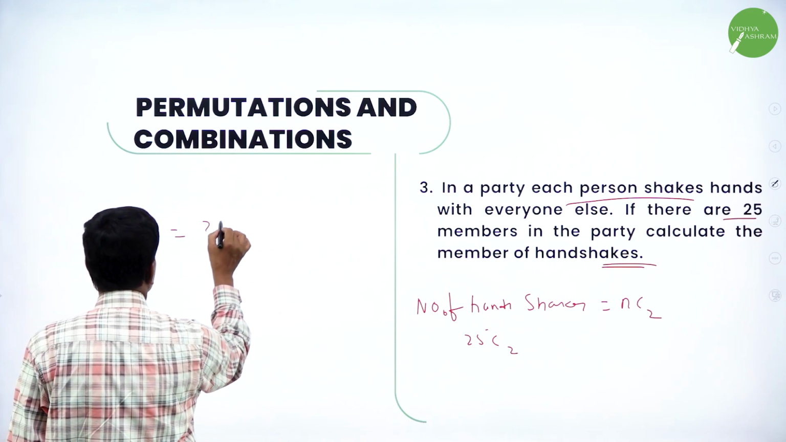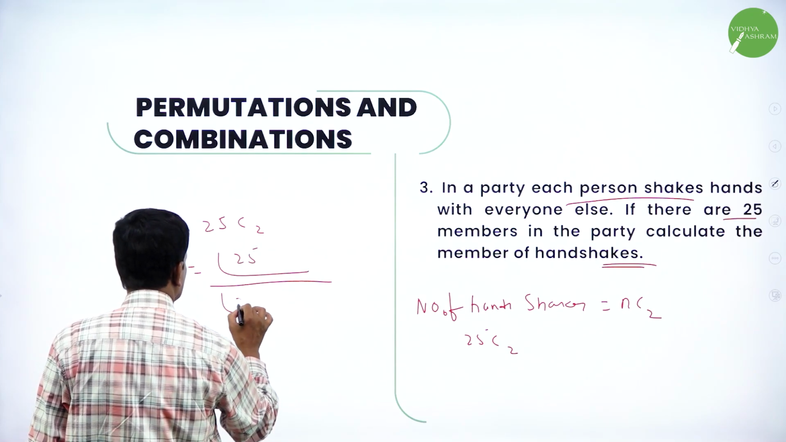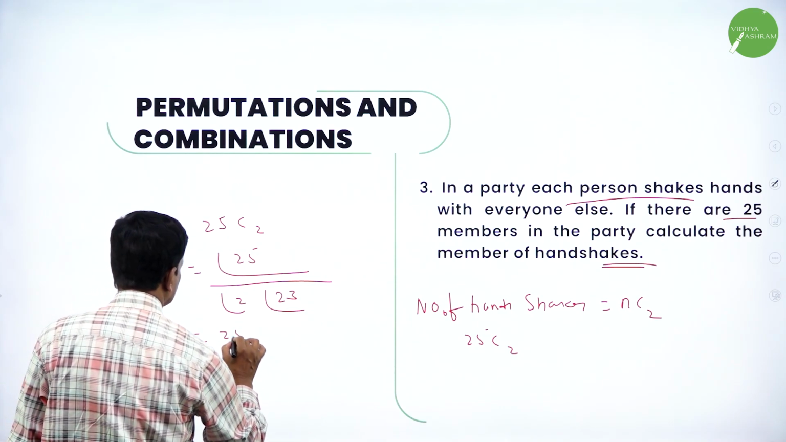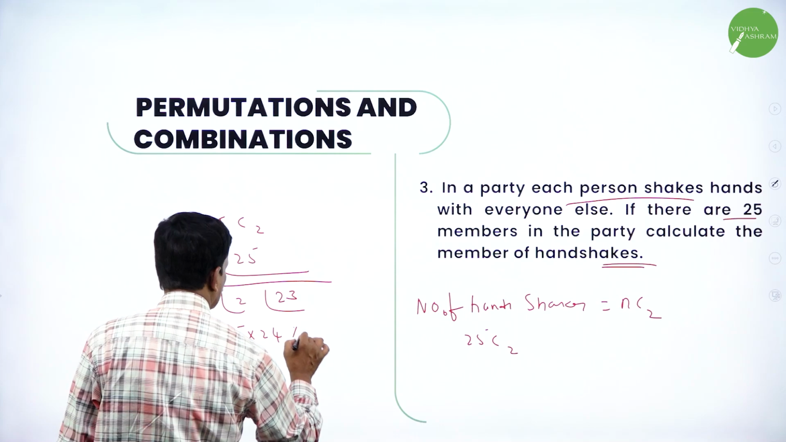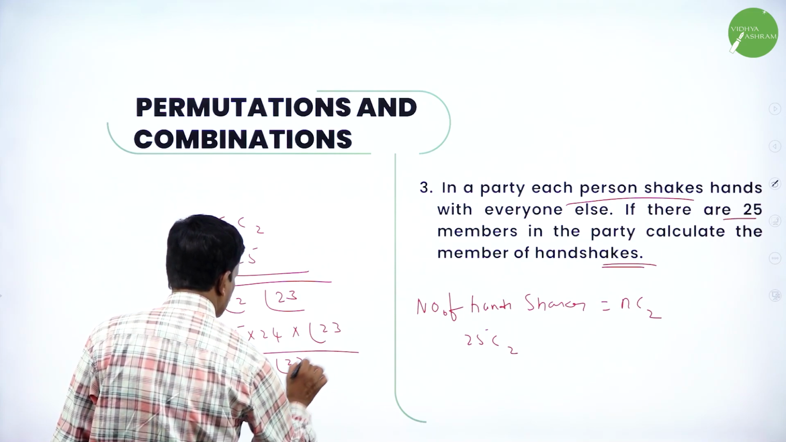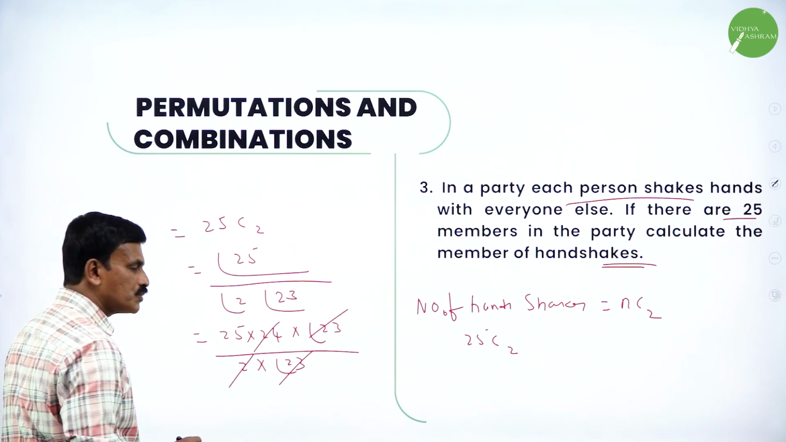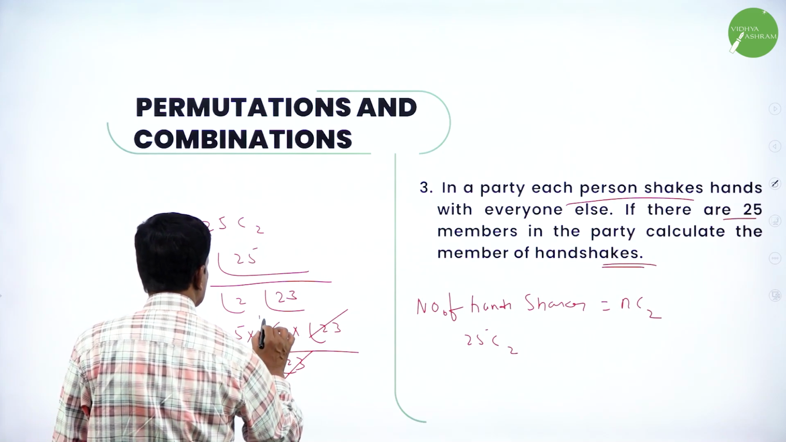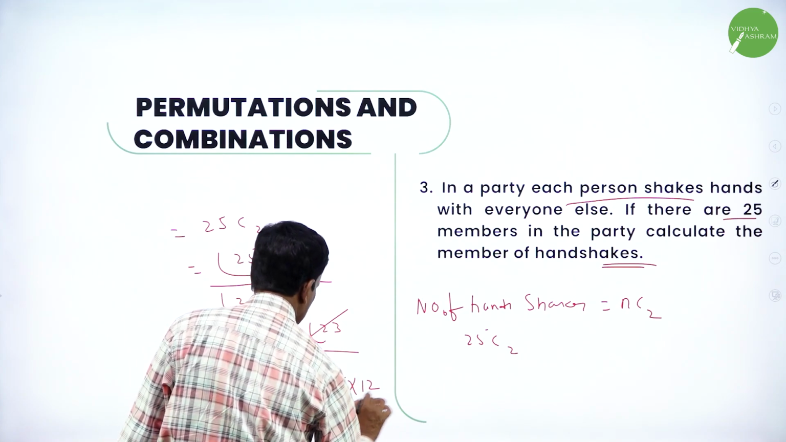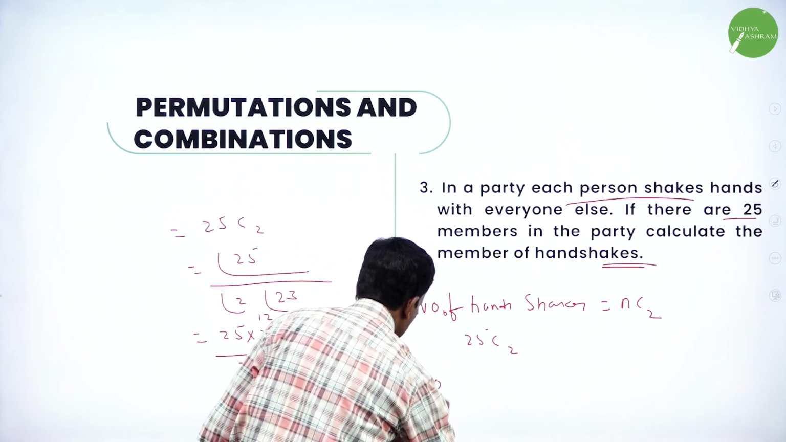So 25C2 can be written as 25 factorial divided by 2 factorial into 25 minus 2, which is 23 factorial. That is 25 into 24 into factorial 23 divided by 2 into factorial 23, which gets cancelled. So this is 25, and dividing 24 by 2 gives 12. So 25 into 12 is nothing but 300. So the number of handshakes is equal to 300.